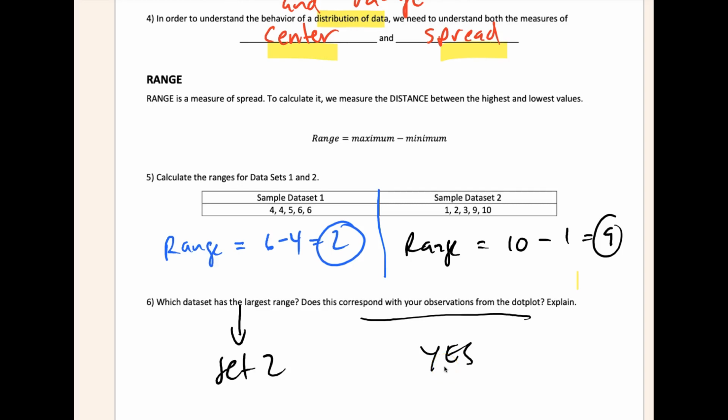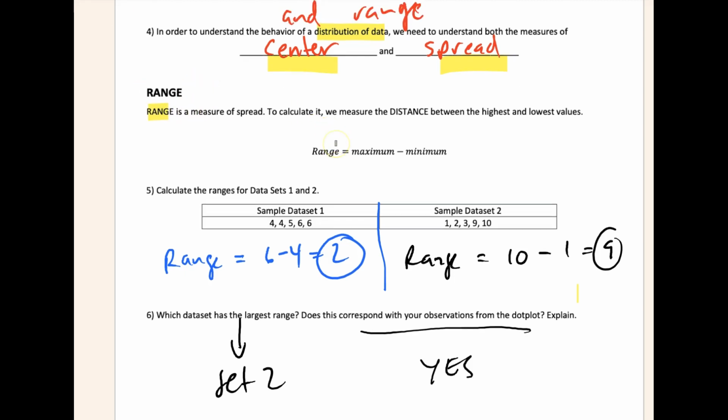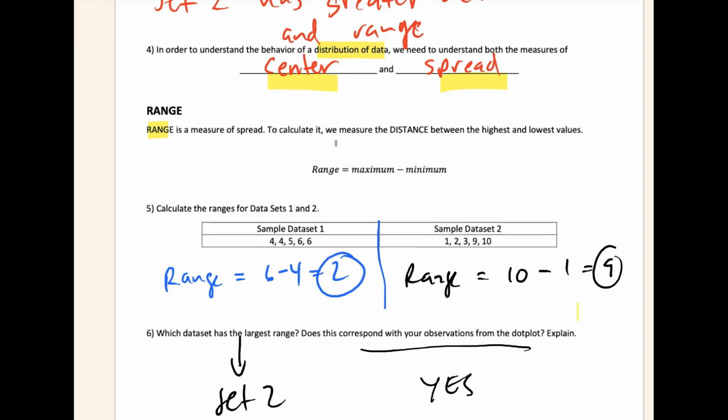The first way we determine the measure of spread for a data set is to calculate what is called the range. And the range here, you can see, is a measure of spread, which is different than a measure of center, which is mean, median, and mode. Range is a measure of spread.